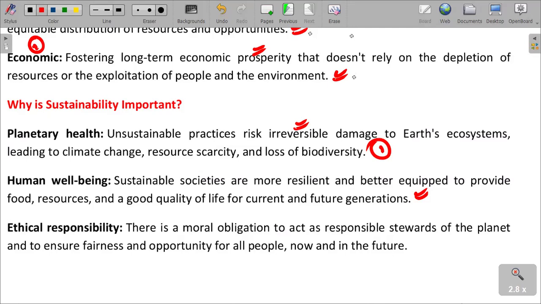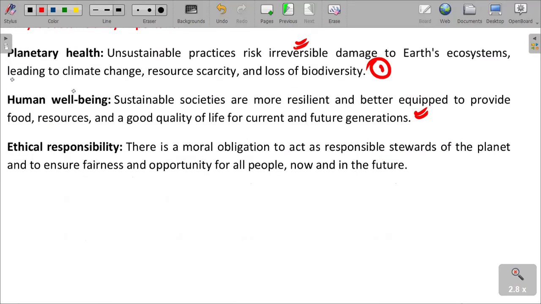And then ethical responsibility, there is a moral obligation. Ethical meaning something that is acceptable, acceptable standards, acceptable obligations to act as responsible stewards of the planet. Just being responsible. We are talking about the reduction of waste. We are talking about avoidance of pollution to ensure fairness and opportunity for all people now and in the future.